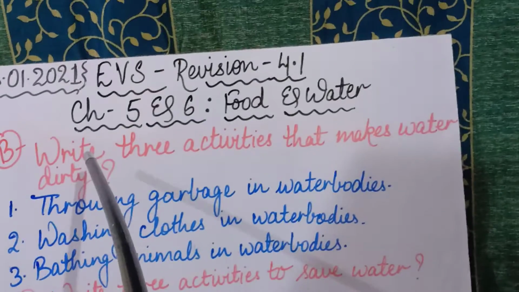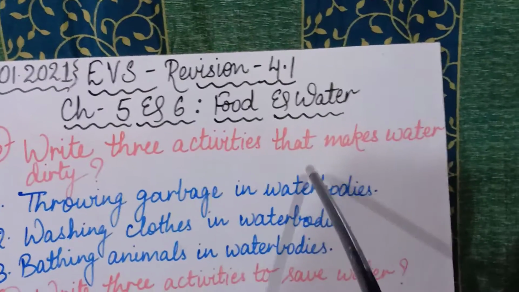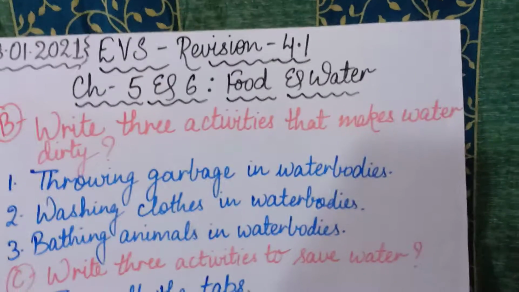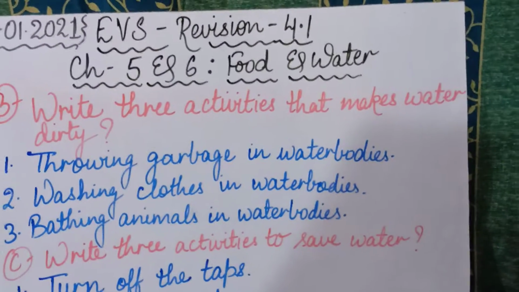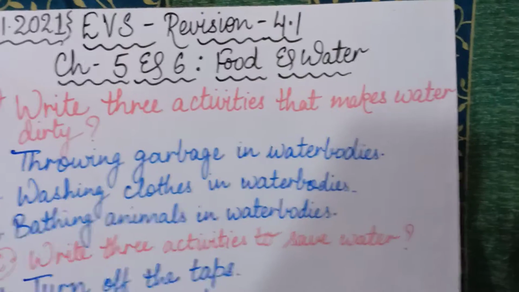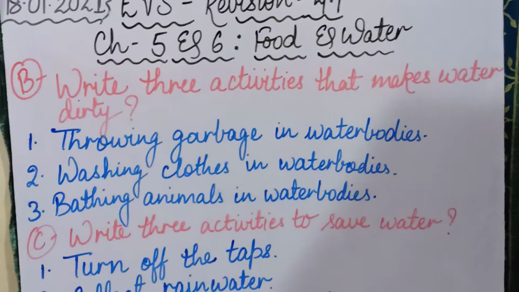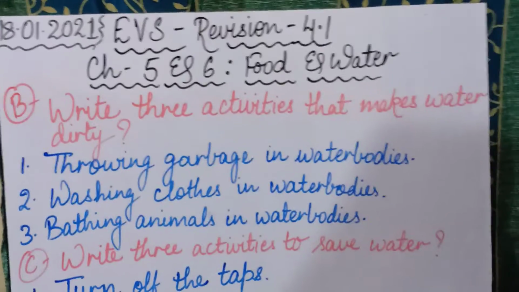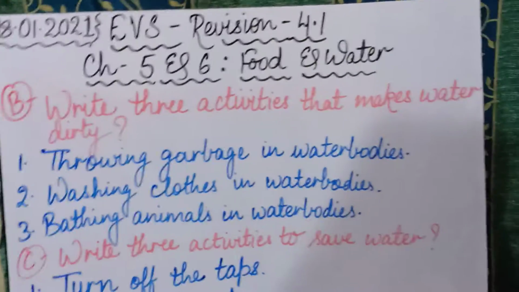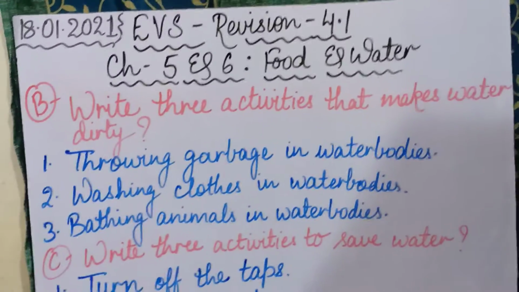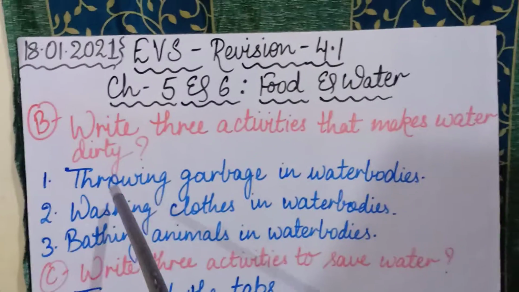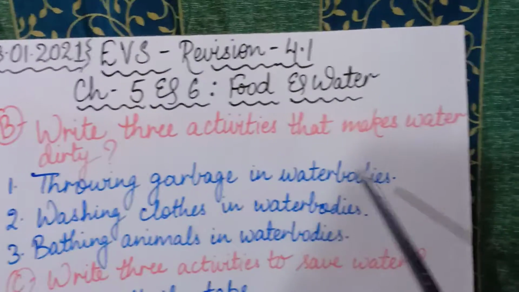So the first question is: write three activities that make water dirty. हमें इस क्वेश्चन में कुछ 3 एक्टिविटीज़ बतानी है जिससे हम वाटर बॉडीज़ को डर्टी करते हैं. OK, three activities, human activities, जो हम लोग खुद करते हैं जिससे हमारा वाटर डर्टी होता है. So the first one is throwing garbage in water bodies.